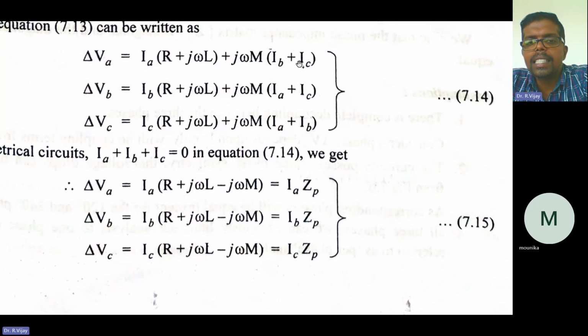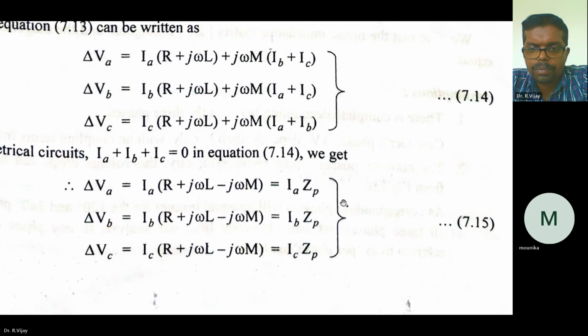Or otherwise you can write it in these terms. IB plus IC is equal to minus IA, because IA plus IB plus IC is equal to 0. If you take IB and IC alone, this becomes minus IA. So instead of IB plus IC, you substitute minus IA here and take IA common. So R plus j omega L minus j omega M, that is nothing but IA into ZP.